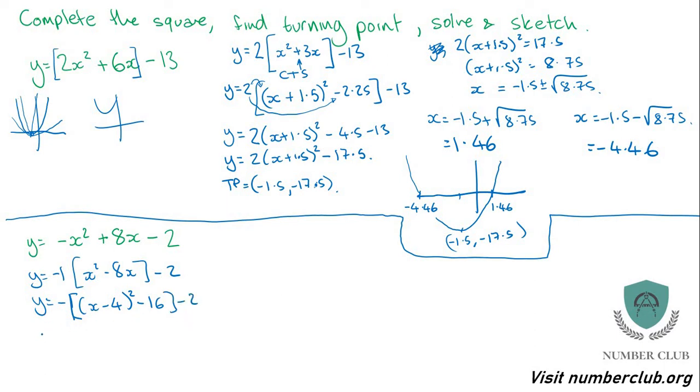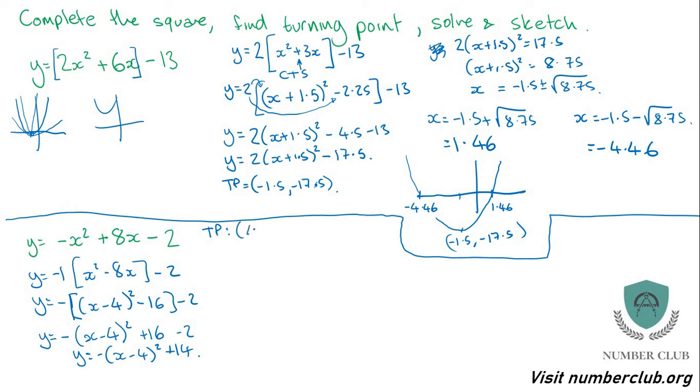Okay. I'm going to multiply in by that negative 1. So we get negative of x minus 4 all squared plus 16 and then the minus 2. So we get y equals negative of x minus 4 all squared plus 14. Okay. Easily enough, you should be able to spot the turning point. Have a look at it, see if you can figure it out.